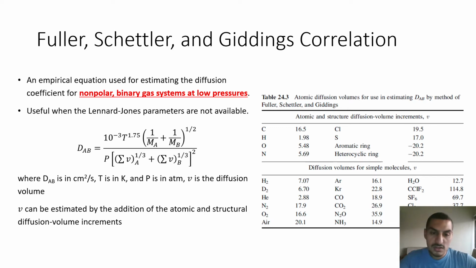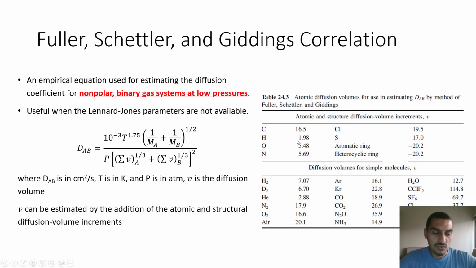In case you have another species or another molecule that is not listed here, you can calculate or predict the diffusion volume from this table, from what's called the atomic and structure diffusion volume increment. So we have here carbon, hydrogen, oxygen, nitrogen, chlorine. So these are just elements. So if you have, let's say, methane, so it's CH4. So for CH4, we have the atomic diffusion volume for carbon, and that for hydrogen. So you add the carbon with 4 times the hydrogen. So it's going to be the diffusion volume of CH4.